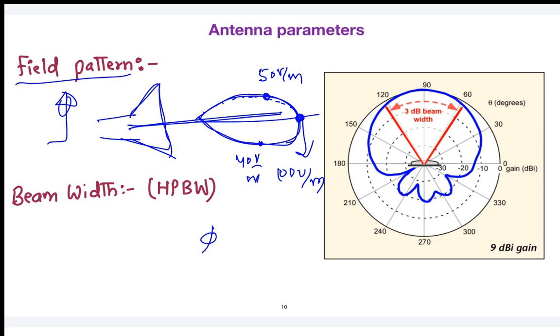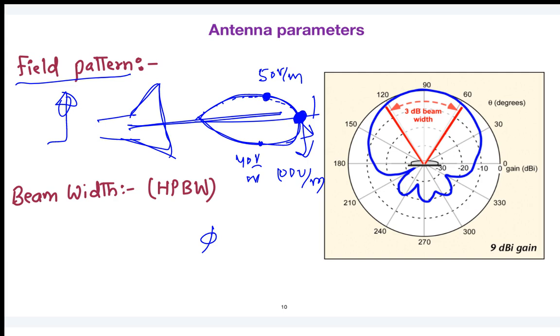Basically, the normalized field pattern means you have to normalize at every point. Normalized means you divide by the maximum electric field. Here the electric field is 100 volt per meter, and that is the maximum irrespective of the location. So what is the normalized radiation field at this particular point? It is equal to 1. What is the normalized field at this point? 0.5, and so on. That is how they define the normalized field pattern.